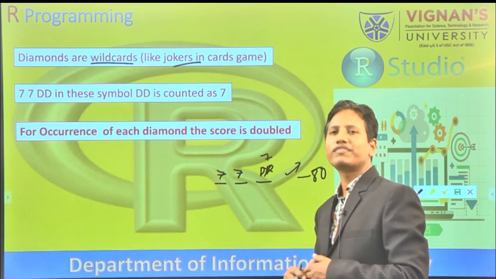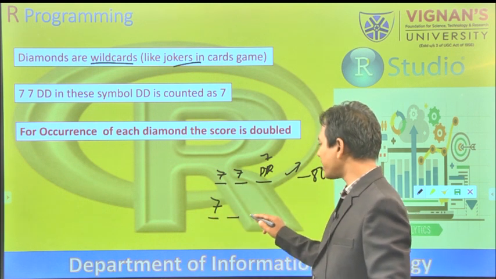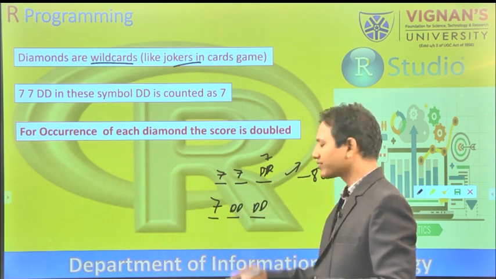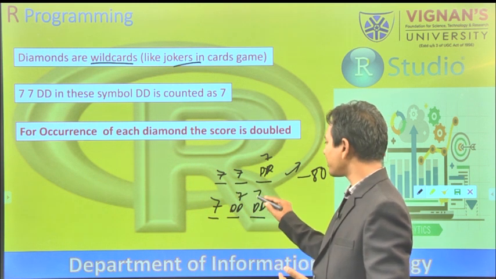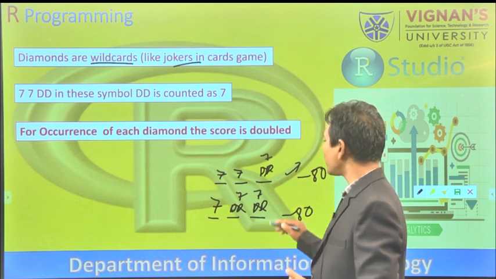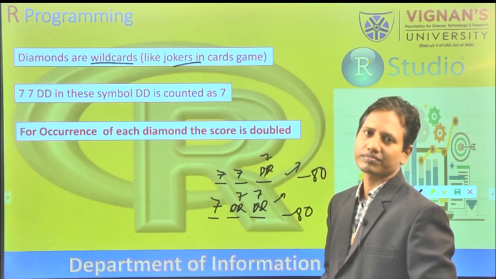So that 80 will be given here. This is the meaning of wild card. In case you have 7 at one place and 2 DDs in the 2 other places, then they are also treated as 7 and given 80. This is the advantage of this wild card or joker kind of thing.